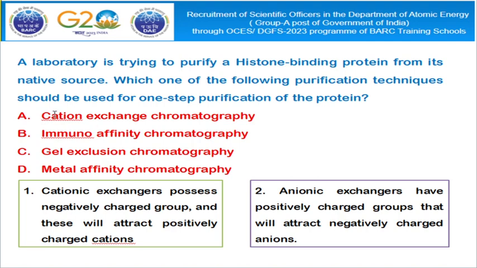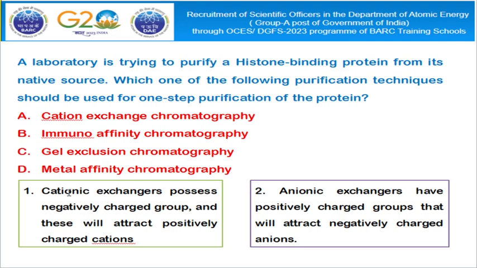The correct answer is cationic exchange chromatography, which includes a cationic exchanger. These cationic exchangers will have a negatively charged group with them. So these negatively charged groups will attract the positively charged cation. Histone is a positively charged cation, so you will be purifying histone by cationic exchange chromatography. For positively charged and basic proteins, you need to employ cationic exchange chromatography.